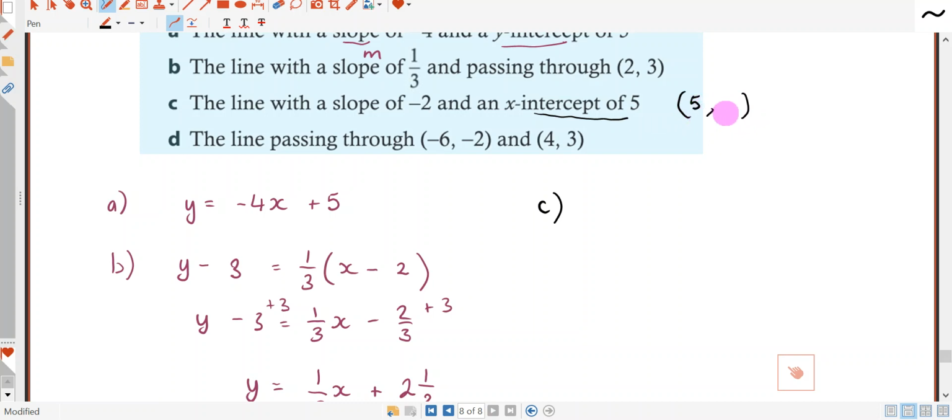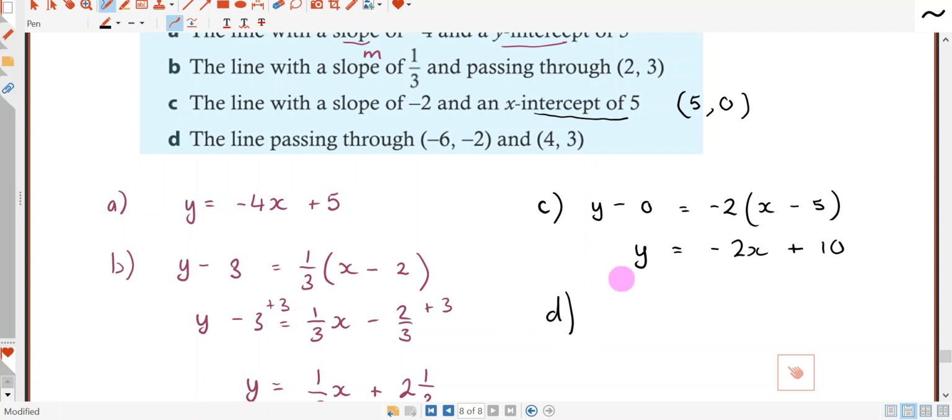5, 0. Good. So that was that assessment we did where we know that the y-coordinate of the x-intercept is 0. So now we just do y minus 0. So that's nice. y minus 0 equals -2 times (x minus 5), which is nice because we can turn it straight into y equals -2x plus 10. So mx plus c comes nice and easy for that. Right.